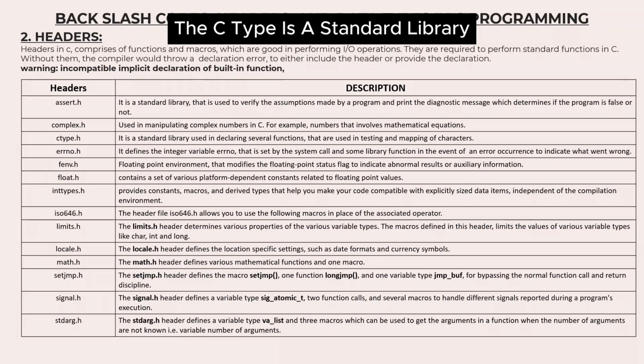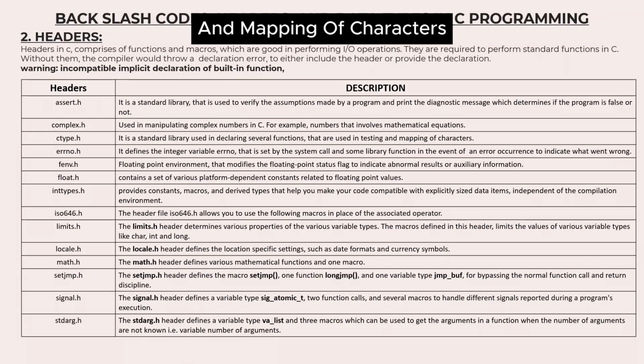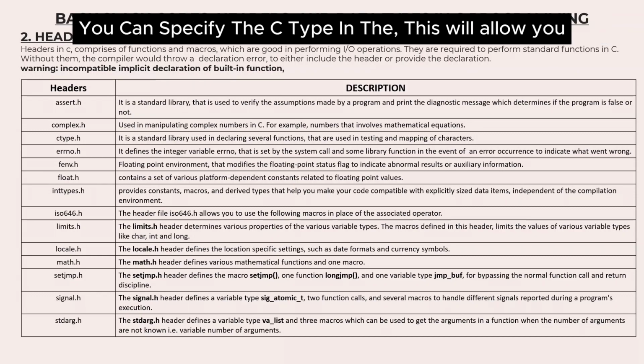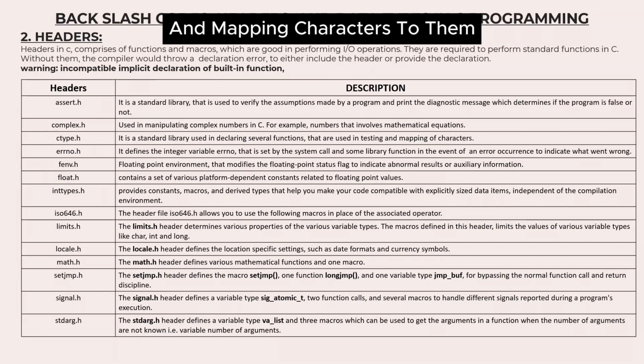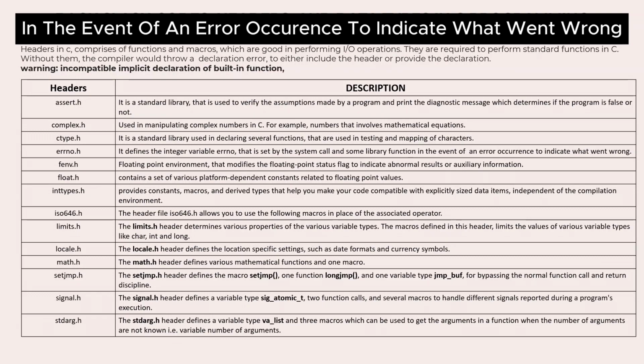And ctype.h is a standard library used in declaring several functions that are used in testing and mapping of characters. So basically, if you're writing characters or string data types, you can specify ctype.h, and this will allow you to manipulate or declare these several functions and map characters to them. Errno.h defines an integer variable that is set by a system call or some library functions in the event of an error to indicate what went wrong.